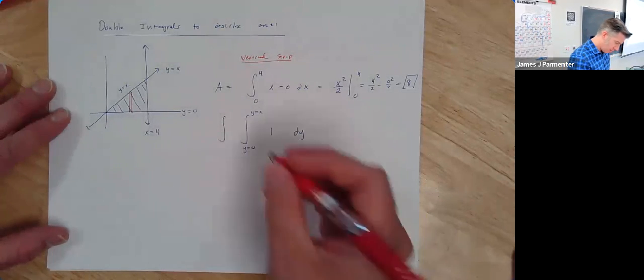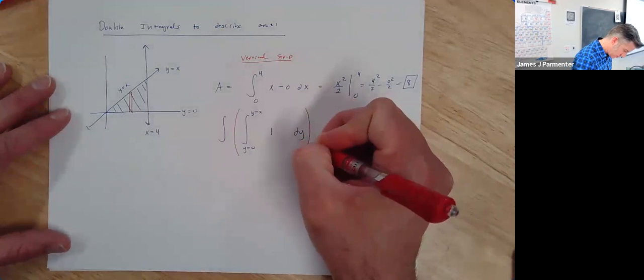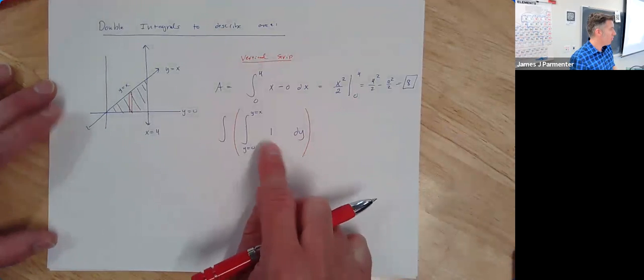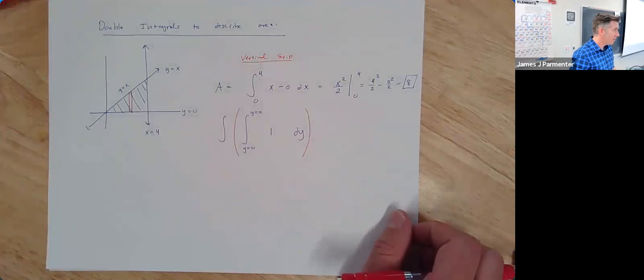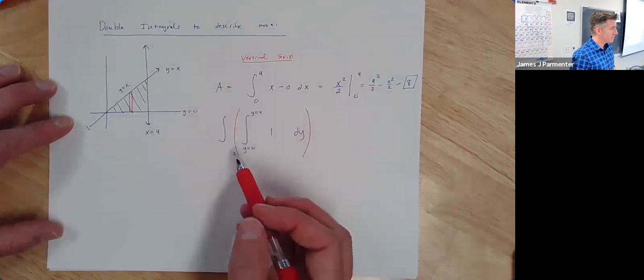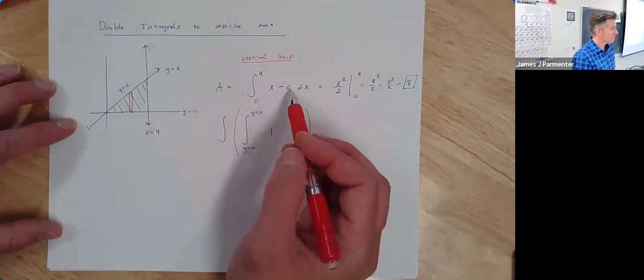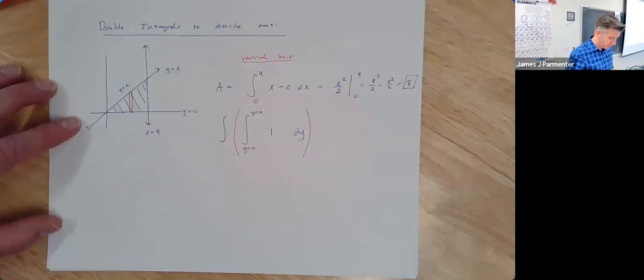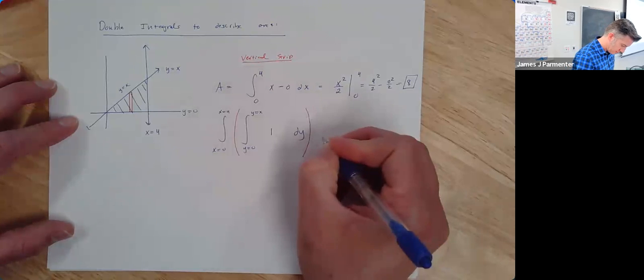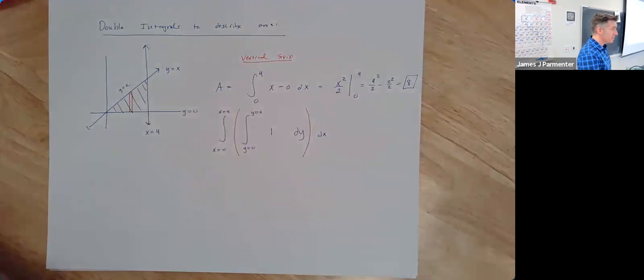So I want to point out this inner integral. Let me ask everybody, what's the antiderivative with respect to y of 1? y. And then you plug in x minus plug in 0. So when you do this inner integral, you're exactly going to get x minus 0. And then the outer limits of integration are going to be exactly x equals 0 to x equals 4. And these integrals are the same. They look a little different, but they represent the same information.